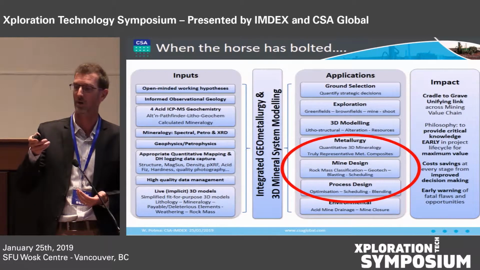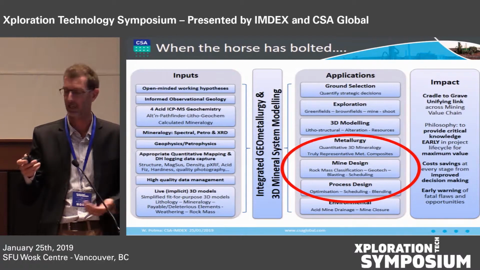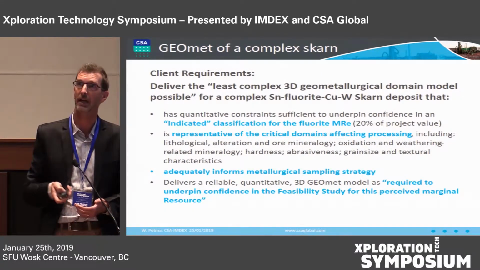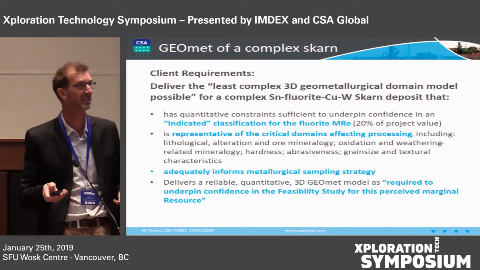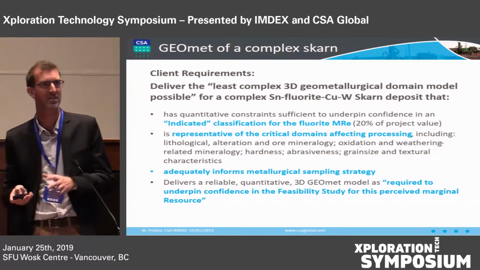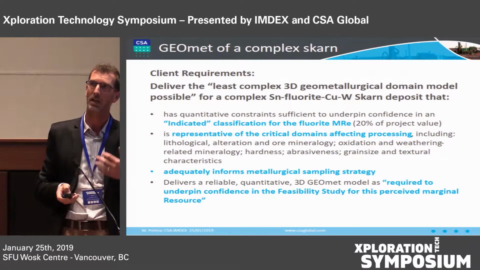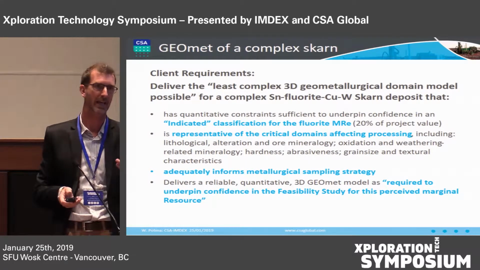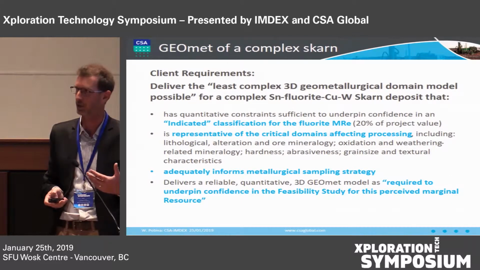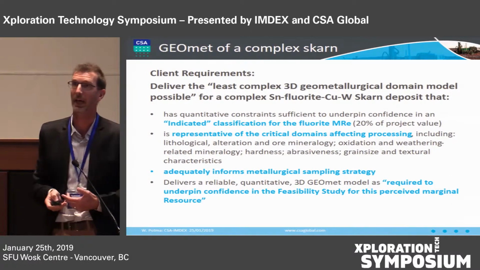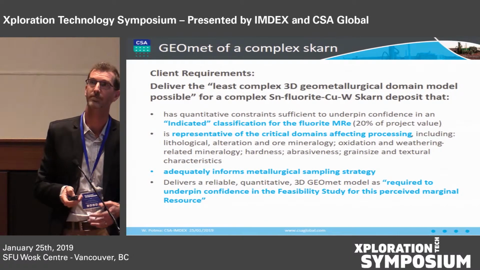And this is an example of a project that is in feasibility stage. It is marginal, it is big tonnage, and it's a complex skarn system. I can't say where it is or what the project is, but it's a tin, fluorite, copper, tungsten skarn, where 20% of the value sits in the fluorite as an industrial mineral, acid-grade fluorite. They're at the point where they really needed to get a geometallurgical model that could inform the met testing and help get the project across the line.